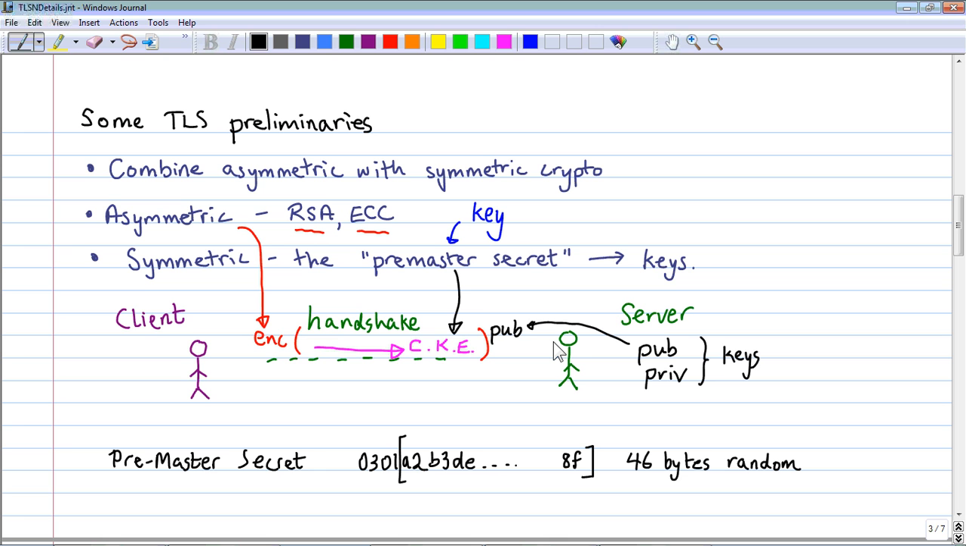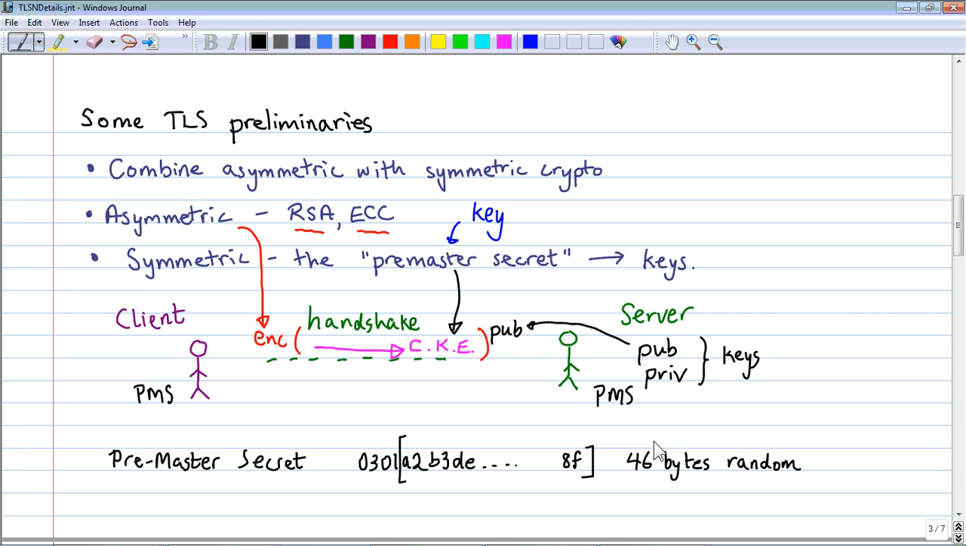So crudely, once all the agreements have been made, so the client and the server have agreed the type of asymmetric cryptography, the type of symmetric cryptography, and a few other details, the client sends the pre-master secret encrypted with the server's public key. The server then takes that encrypted pre-master secret, decrypts it with his private key, and at that stage both the client and the server have a pre-master secret which they have agreed on.